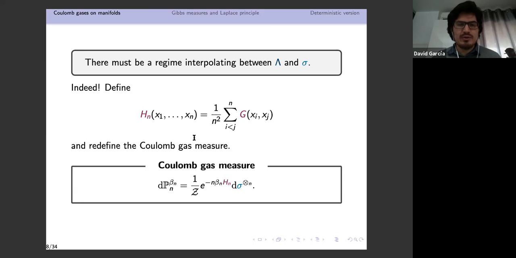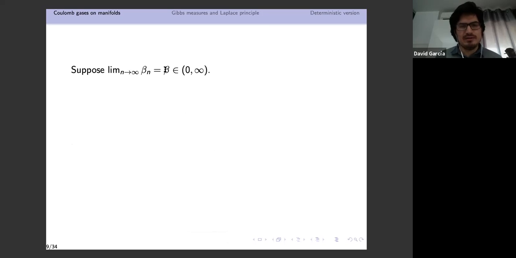And we redefine the Coulomb gas measure by this formula. So this 1/c is again just a normalization constant. Everything is with respect to sigma to the power of n. And we are taking here the exponential of minus n beta n times hn. So this is somewhat different from before, just a difference in the normalization of beta n. Now, the interpolating regime will appear when beta n goes to some positive and finite beta.